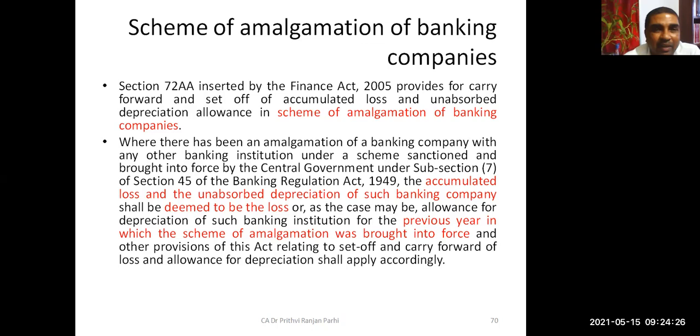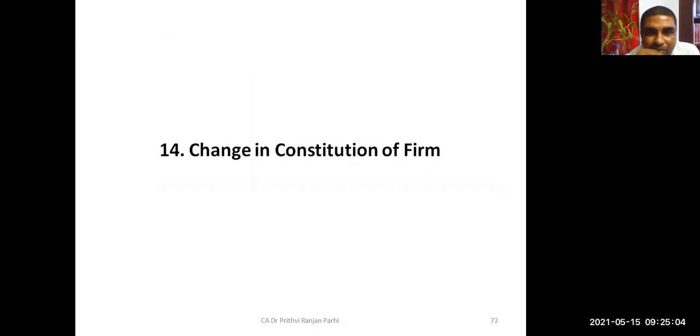One more concept, let me cover it quickly. That is scheme of amalgamation of a banking company. If a banking company is getting amalgamated under a scheme of amalgamation, then the accumulated loss and unabsorbed depreciation of such banking company shall be deemed to be the loss or unabsorbed depreciation for the previous year in which the scheme of amalgamation was brought into force. That means it will be deemed to be the unabsorbed depreciation or accumulated losses of the new banking company or the amalgamated company. That concept you have to keep in mind.